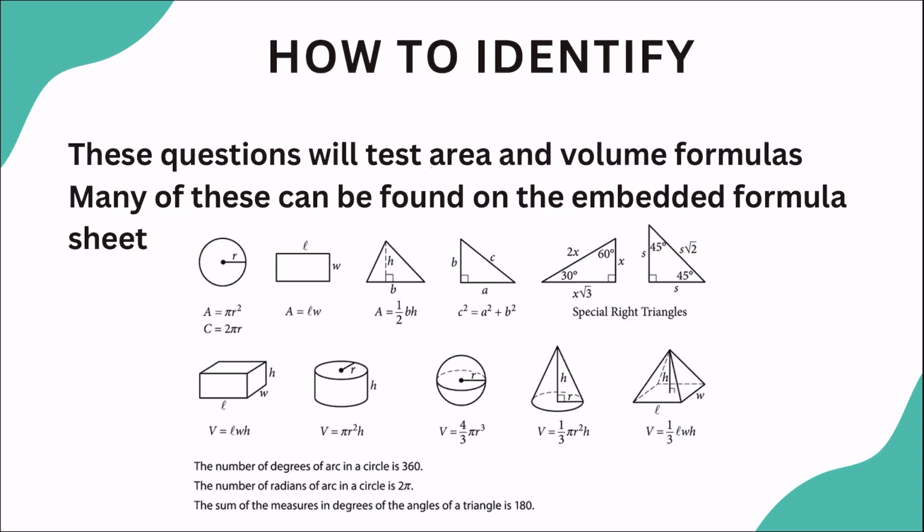So how do you identify these? Well, these questions will test area and volume formulas. Now, many of these can be found on the embedded math formula sheet, which you can actually see right here. So this sheet is given to you on the SAT and has an assortment of volume and area formulas. Most of the ones you're going to need to know on the test are actually on here, and so I wouldn't spend too much time memorizing them, but it is possible you get one that's not on here, but not very likely.